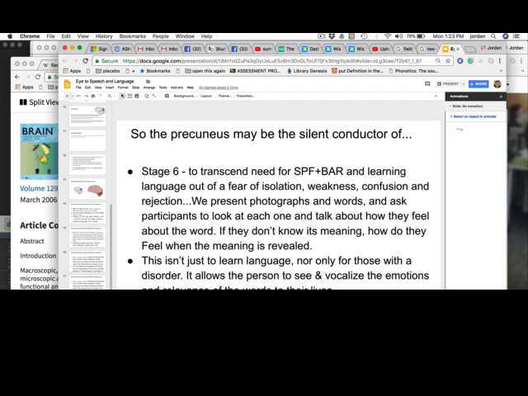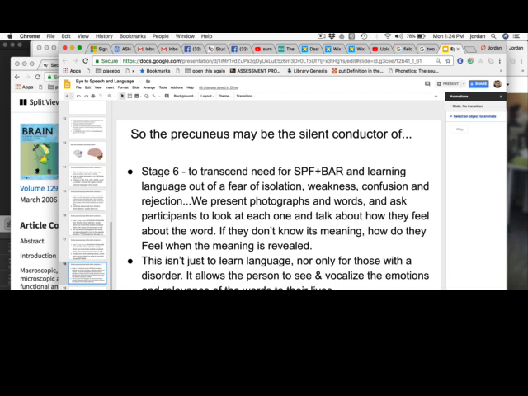So the idea is that we use these techniques, these images in a star-shaped circle, or the words, not just to learn the language or learn the party line in a corporate setting, and not just for people with disorders, but the idea is to see and vocalize the emotions and relevance of the word to the person's life.